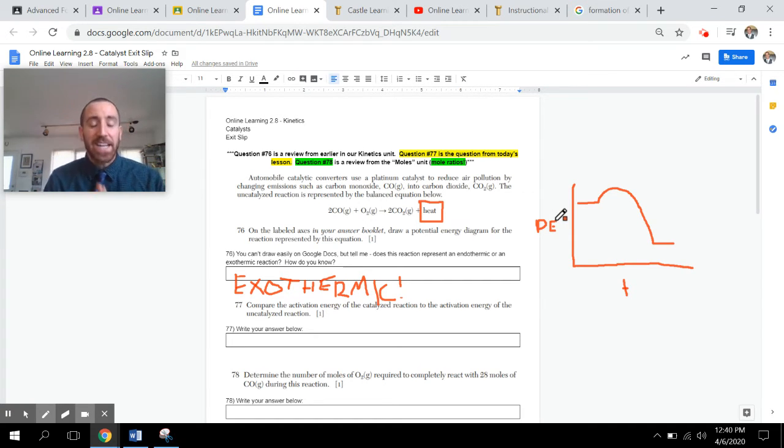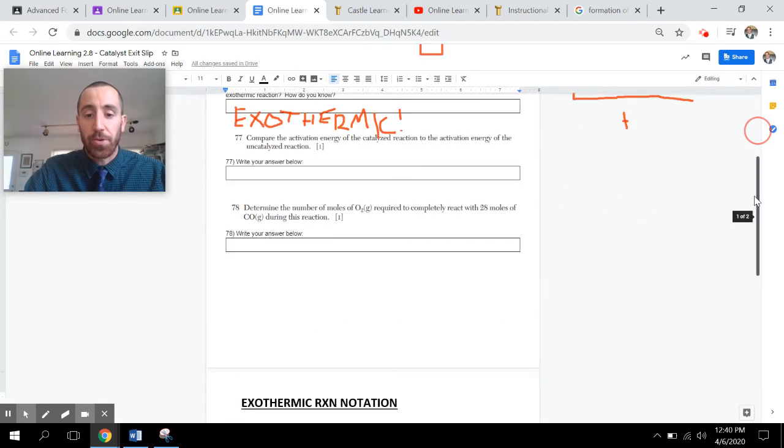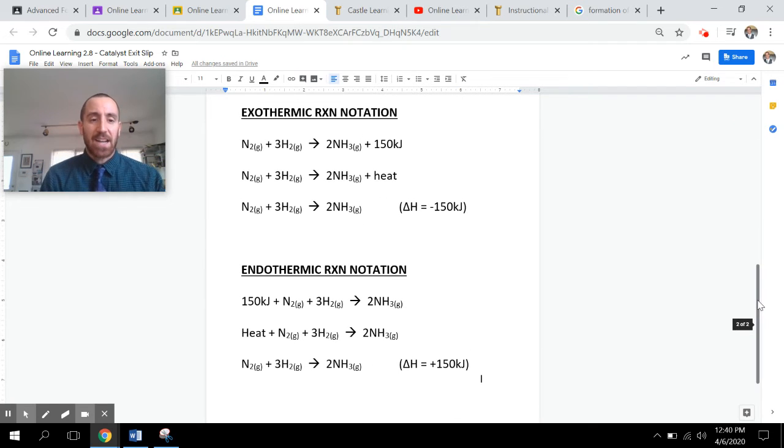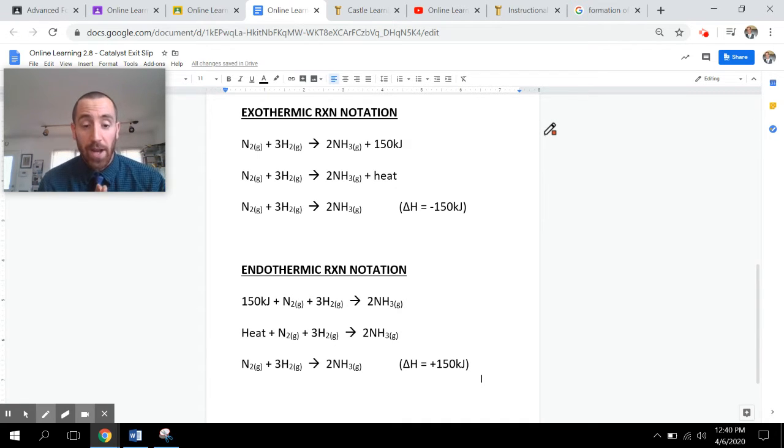It was exothermic, and that leads me to the big misunderstanding that I think a lot of you guys have. I'm going to scroll down here and show you. There are 3 ways you could see exothermic reactions written. I just arbitrarily chose the formation of ammonia, okay, for the reaction. So exothermic reactions can be written 3 ways, as well as endothermic reactions.